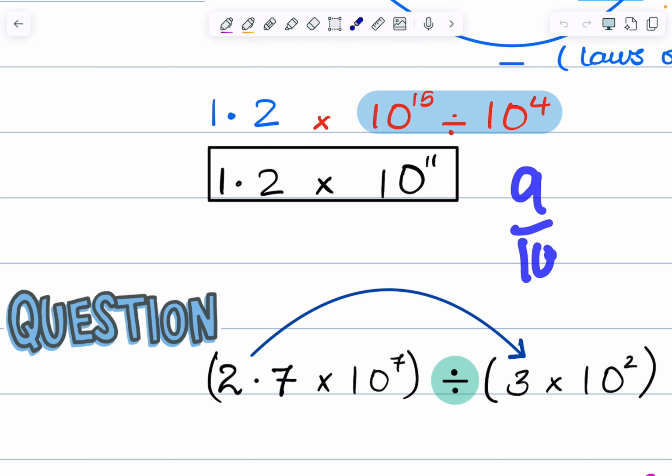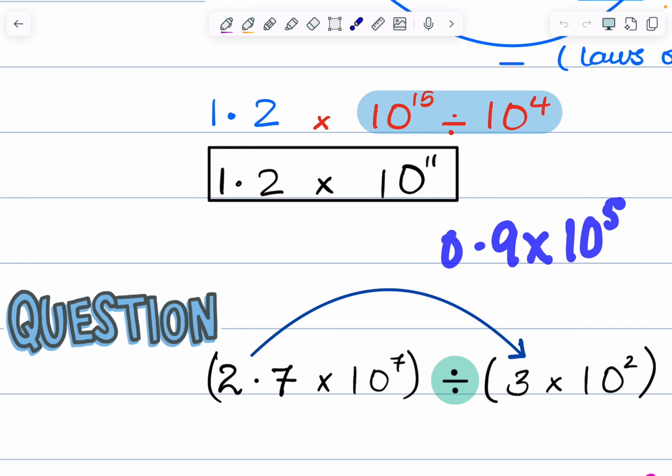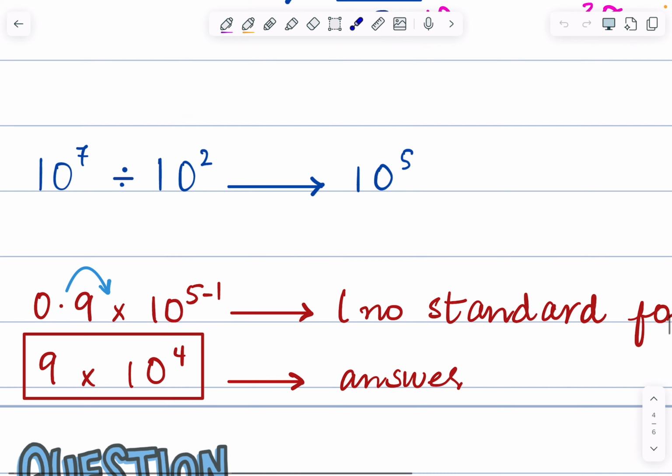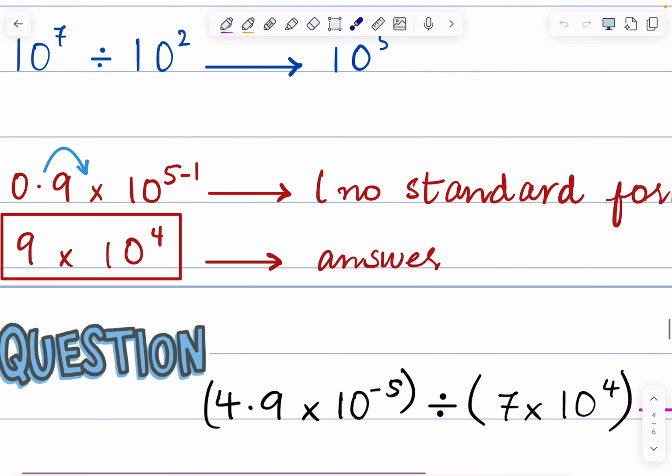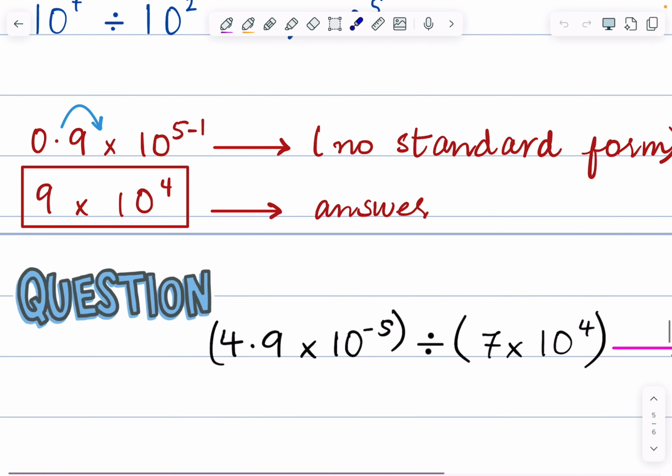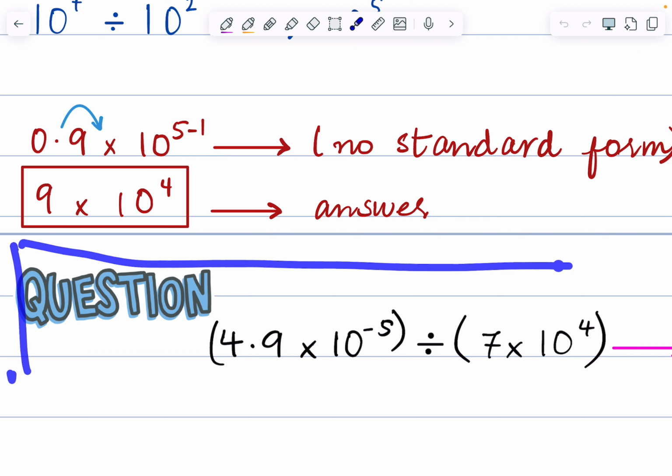Okay, and so what is the answer going to be? 0.9 times 10 to the power 5. But that's not the answer. Because I told you, you need to have one digit from 1 to 9. So you will make the number bigger. Okay? Do you want me to give you another one? That's it. Try this one out. Good luck. This one.